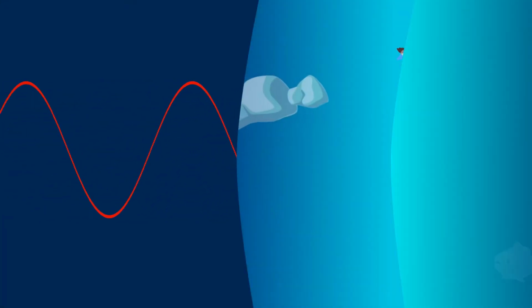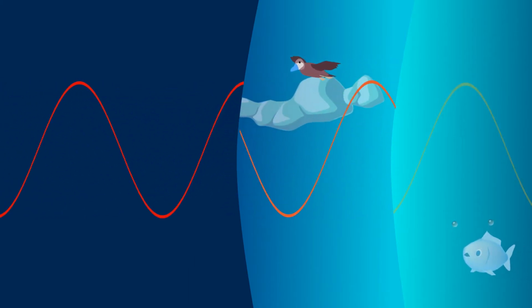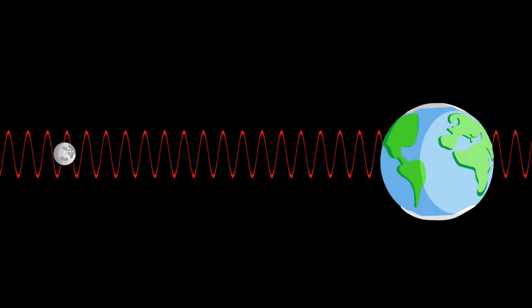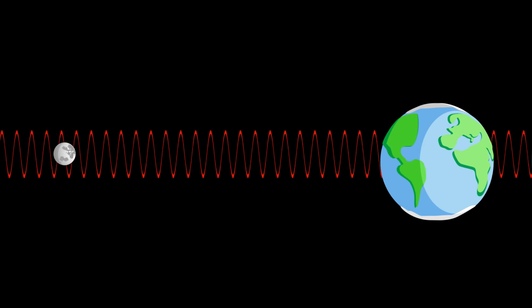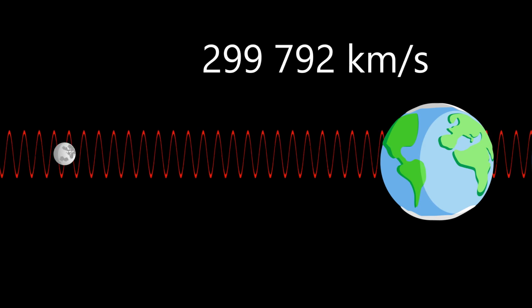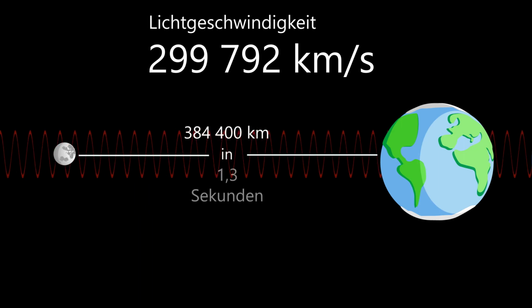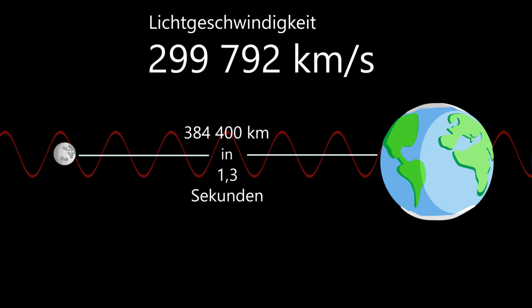Electromagnetic waves do not require a medium such as air or water to spread. Gases or liquids even slow them down. Only in a vacuum can they travel without obstacle, at a speed of almost 300,000 kilometers per second, which is the speed of light. Each wave, regardless of its length, moves at the speed of light in a vacuum.